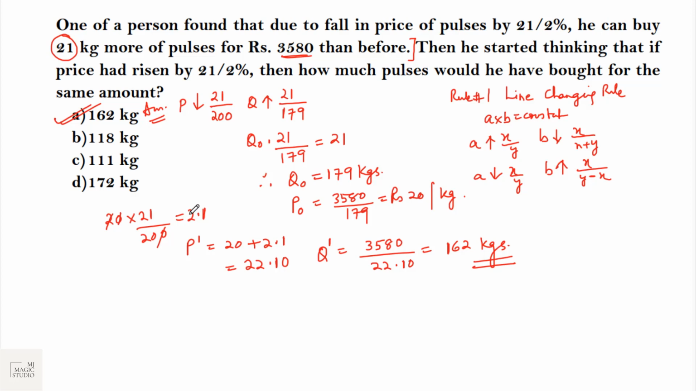With the first piece of information, we have found the initial price. Then with the second piece of information, we have found the revised price, which would be more because he is thinking if the price had risen, then what would have happened? And with that, we can find how much quantity he can purchase. 162 is the pick.